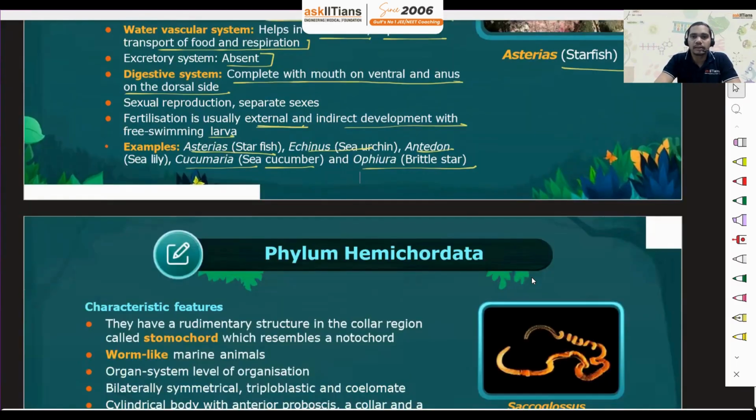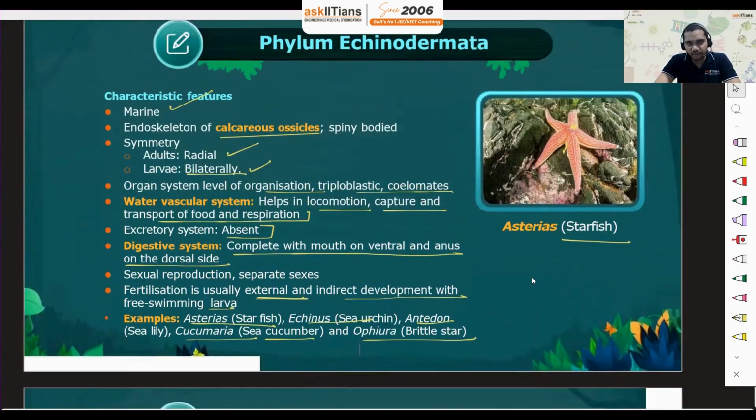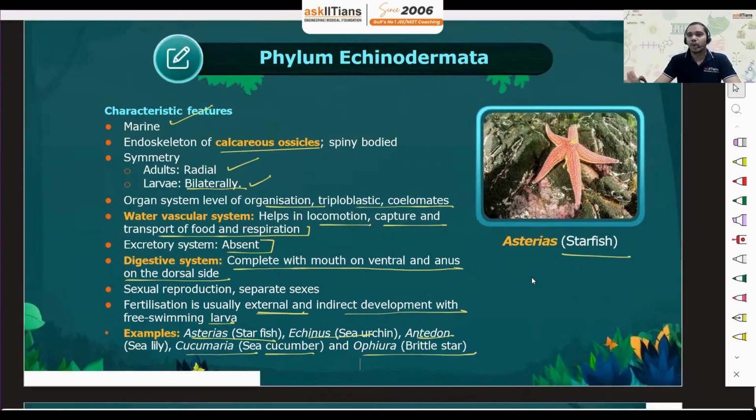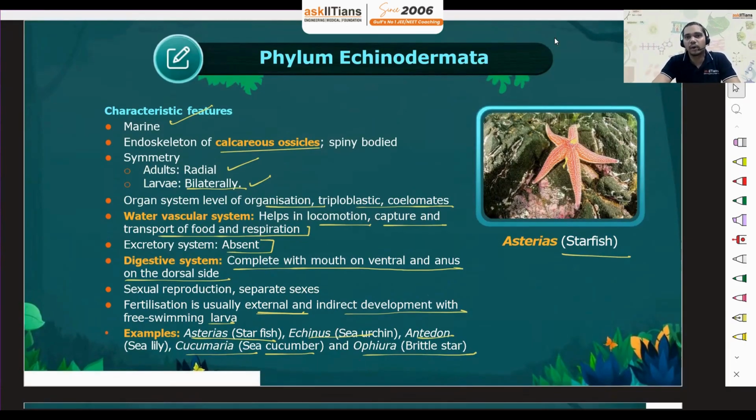So we have done the Echinodermata. We have covered all the phyla up till now, and we have done the examples and their level of organization, triploblastic, diploblastic. Then we talked about the specific characters also. So you have to remember it like that.